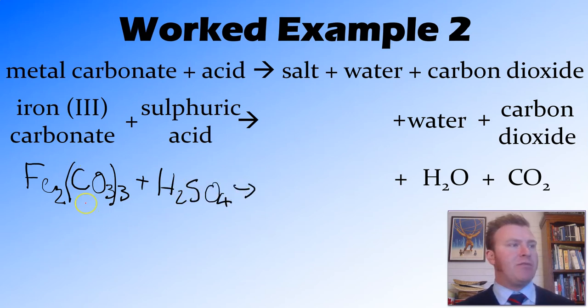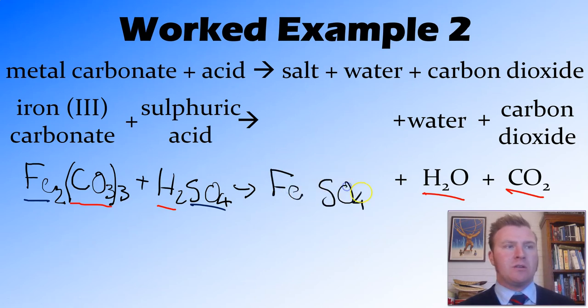So as we did before, what's going to happen in this reaction is the carbonate on this side is going to react with the hydrogen, and that's going to produce our water and our carbon dioxide. So we just need to look at what is left over. And in this case, it is iron and sulfate. So that tells us that our product over this side is going to be iron sulfate.